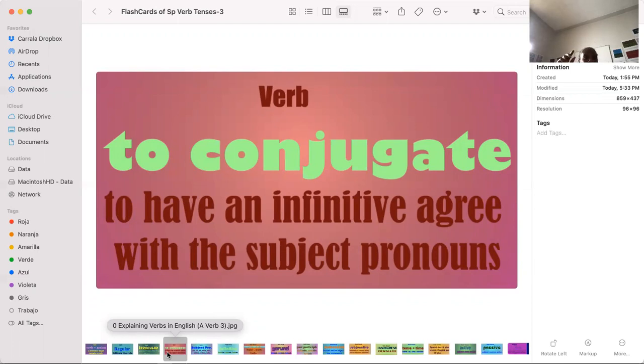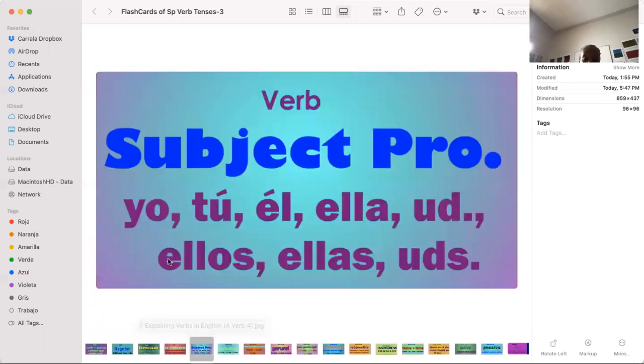But it's different. In Spanish, it's yo. Let me show you here. It's yo, tú, él, ella, usted, ellos, ellas, ustedes. These are the singular. These are the plural.